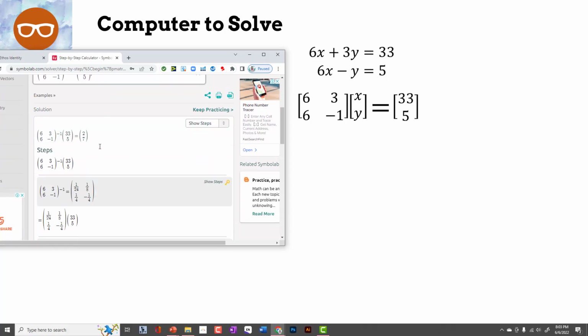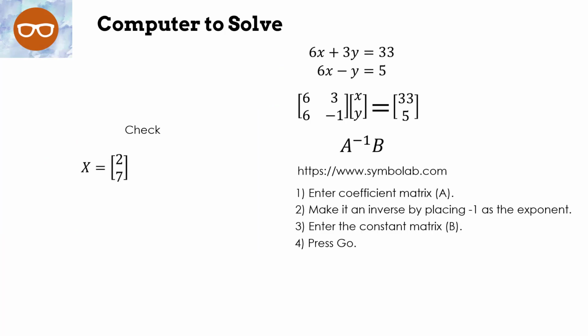And look at that. We have 2 and 7. Now, what exactly does that mean? Well, we have x, 2 over 7. Now remember, x is our variable matrix. So this is telling us that x is 2 and y is 7.